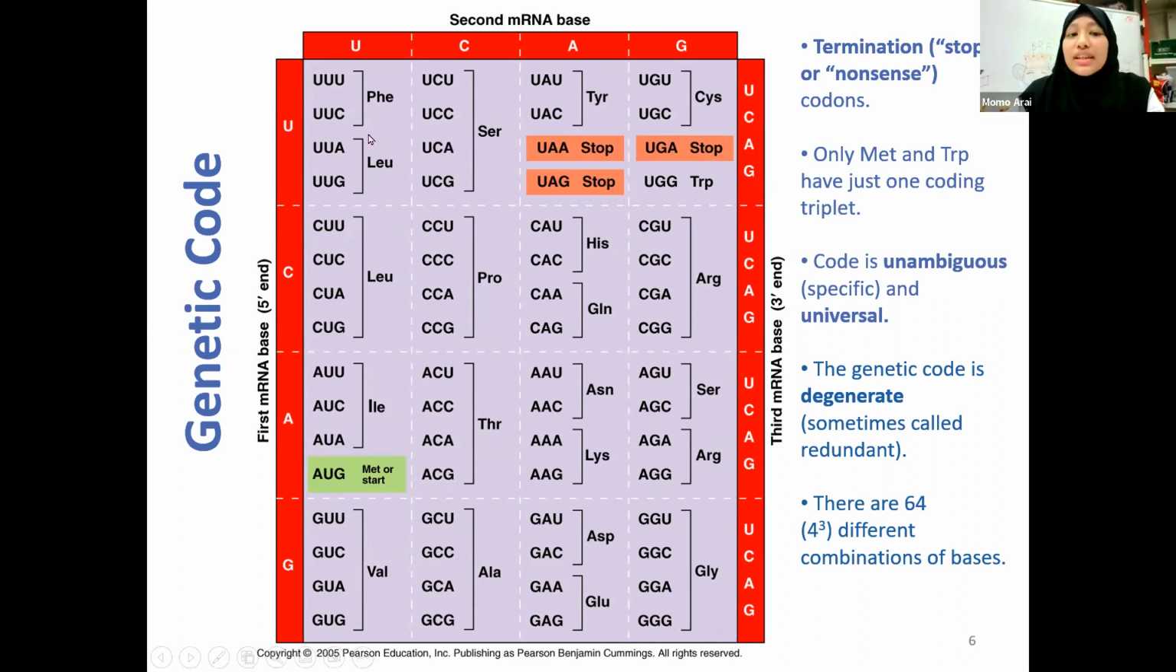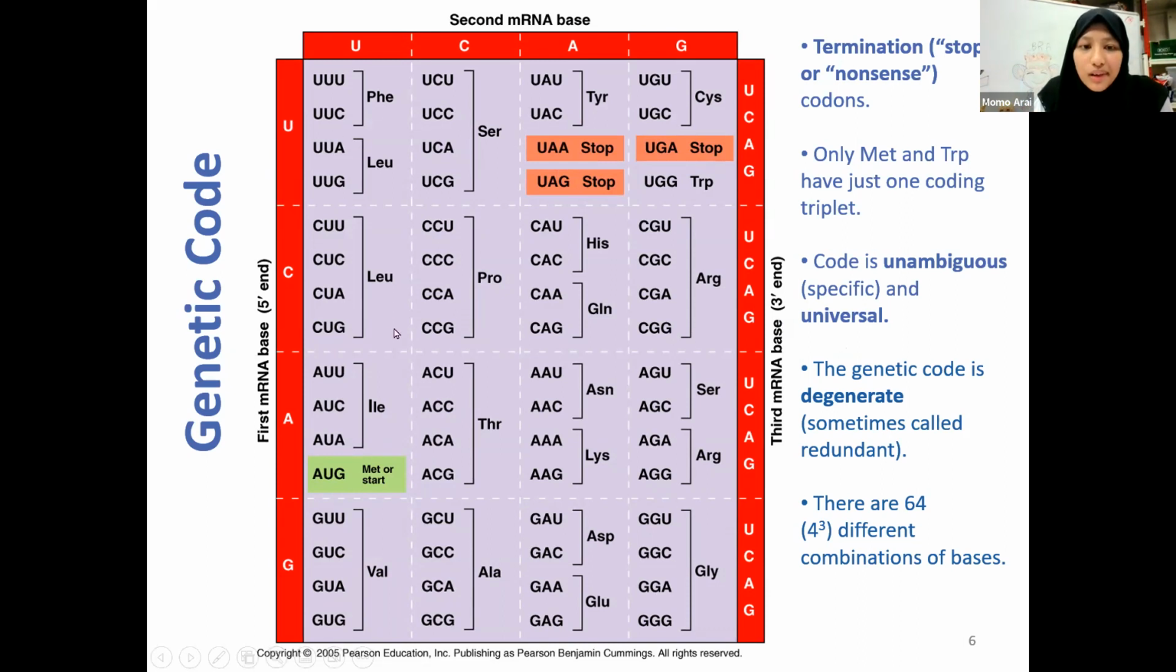So that's what I mean by being specific. Each one codes for a specific amino acid. Now they're also universal, which means all of these codes are the same. UUU codes for phenylalanine in all the cells in our body. And then the third property is that the genetic code is degenerate, or sometimes called redundant. I'll try to explain what that means.